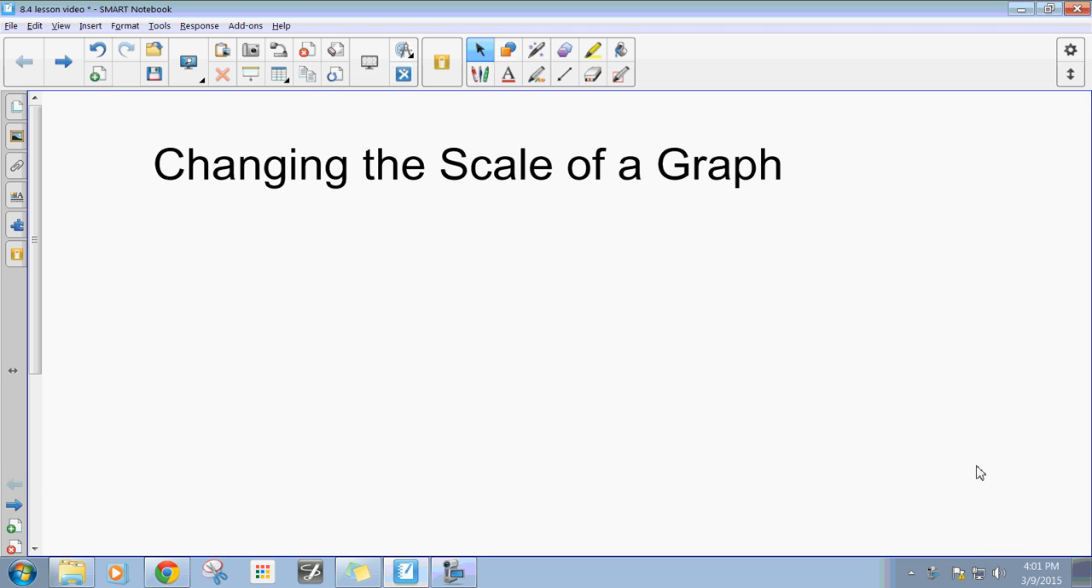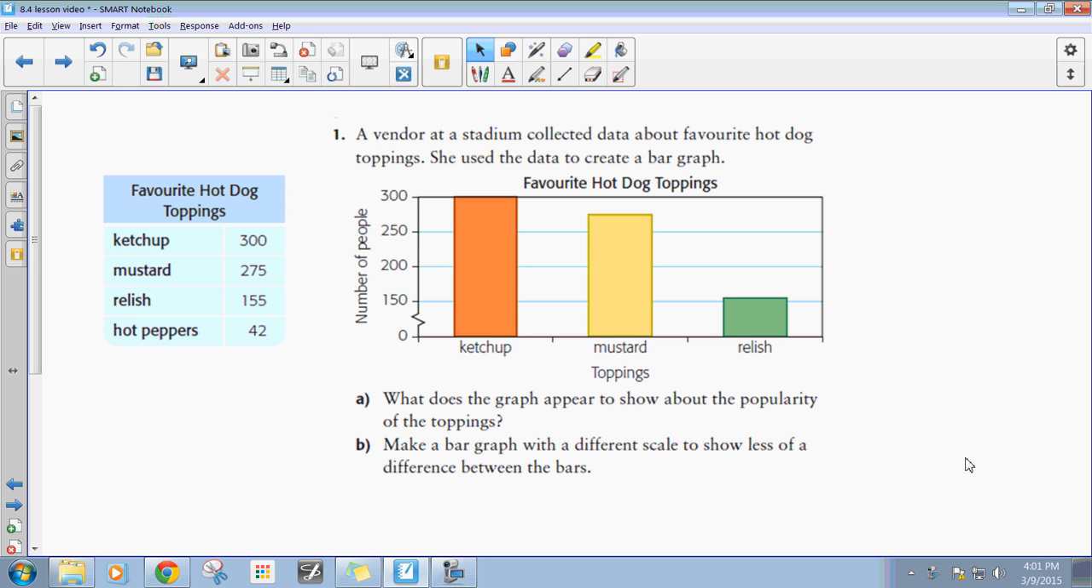Hello, grade 8s. Today we're going to look at how to change the scale of a graph. First, we're going to start by looking at some established graphs from our textbook.